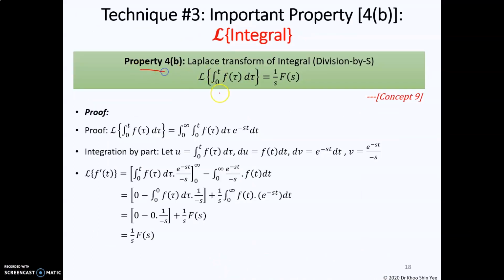In this property, if you perform the Laplace transform on an integral, then in the Laplace domain, your F(s) should be divided by s. This is the proof for this property.